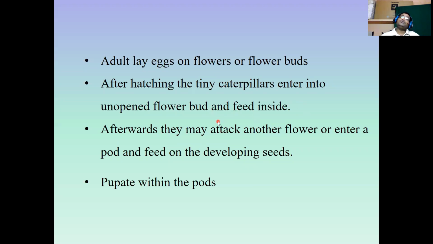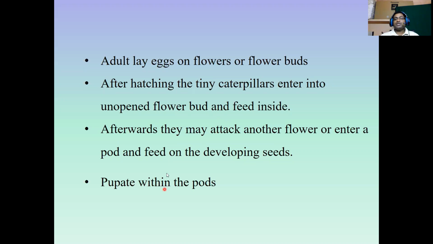Why? Because before pod initiation, if the number of larvae per flower or plant is high, they can finish off all these flowers. If it is finished off, then it is highly economic because these 2 are damaging economically important parts of the crops. Therefore, you have to be very careful. So from the flower bud initiation, you have to monitor closely to manage these 2 pests.